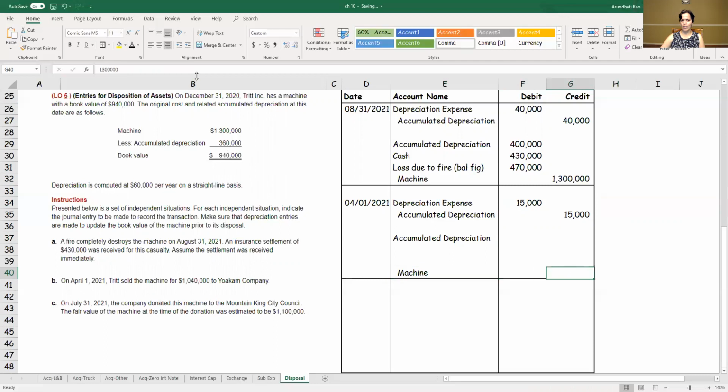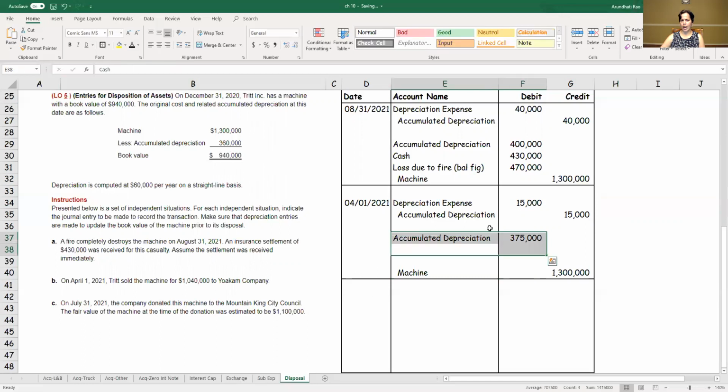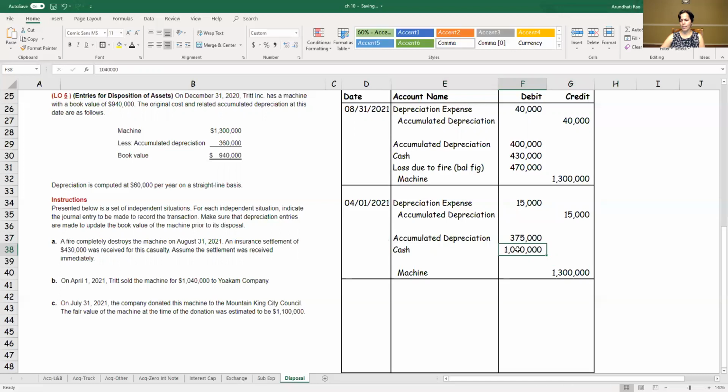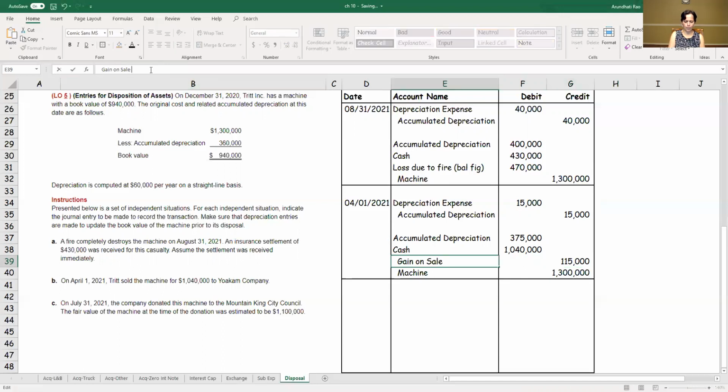Now I know the machine is $1.3 million. Accumulated depreciation was $360 plus 15 gives me accumulated depreciation of $375. I sold it for $1,040,000. So I got cash, and that is $1,040,000. So I have the debits are in excess of the credits. So I have a gain on sale. And the gain on sale is a balancing figure. Again, let me put that in parentheses that it's a balancing figure.